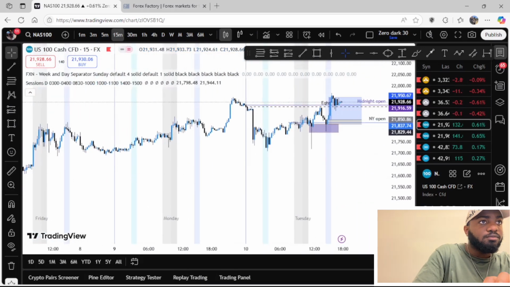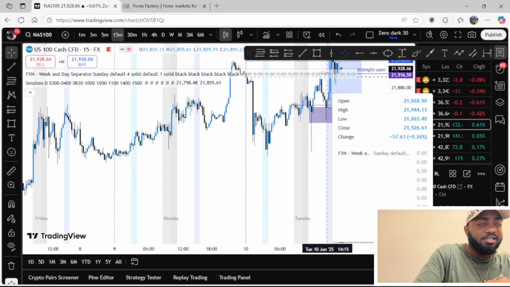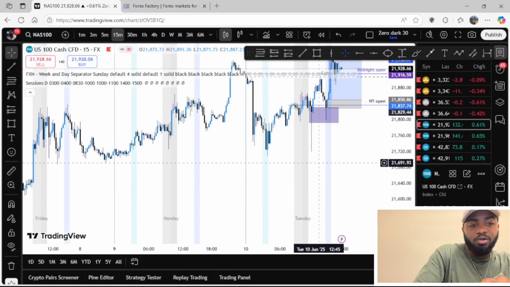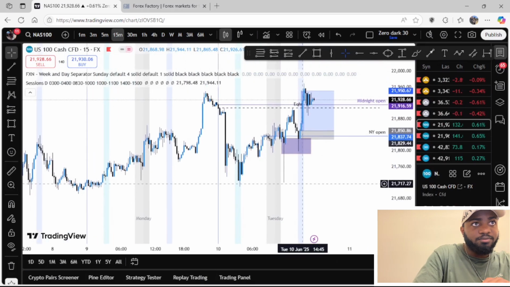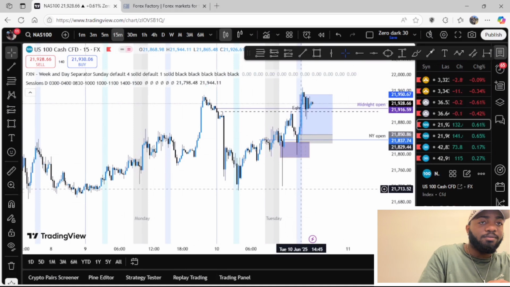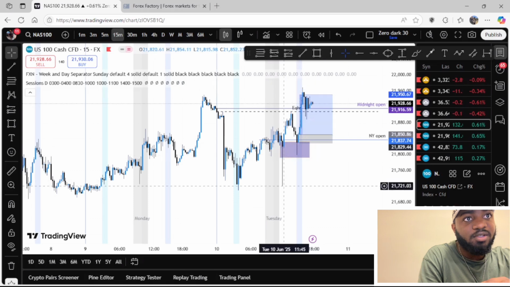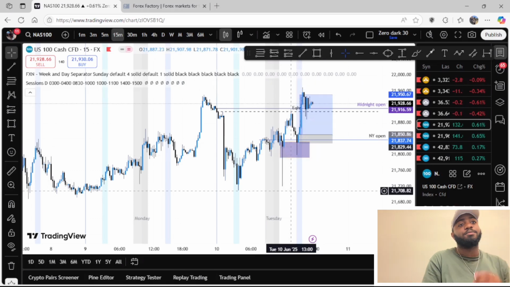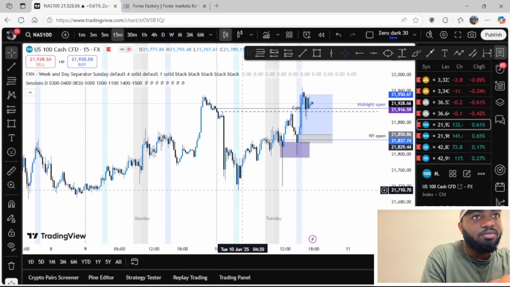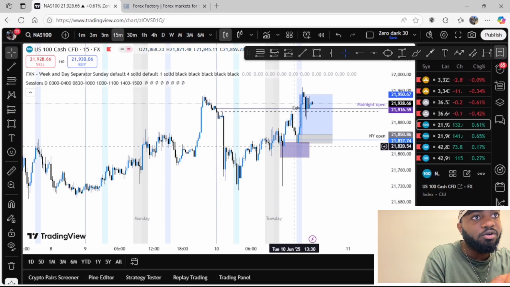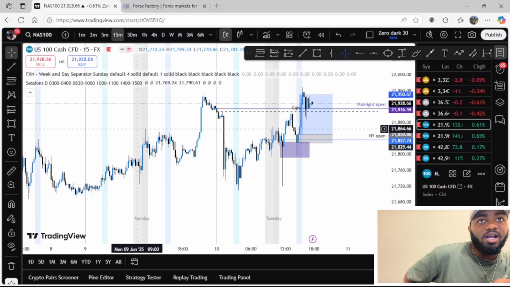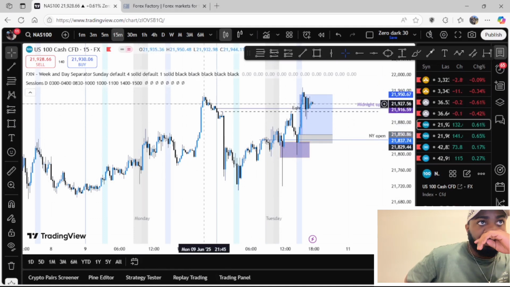Okay. Now, buy side and sell side liquidity. What are buy side and sell side liquidity? Buy side liquidity is the liquidity that rests above certain highs, and sell side liquidity is liquidity that rests below certain lows, right? So any major low that you see or key low will be considered sell side, and any major high that you see will be considered buy side.